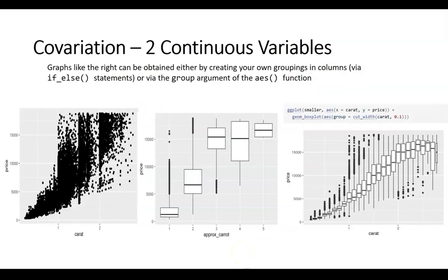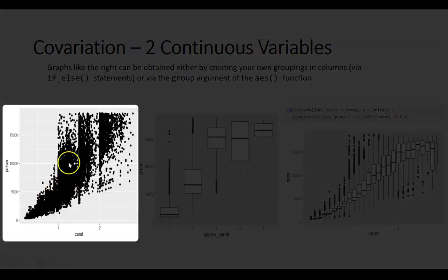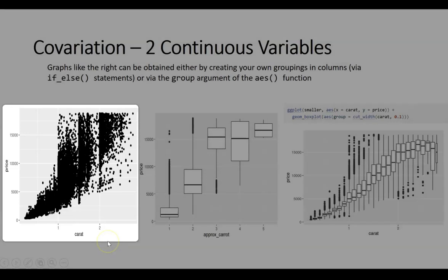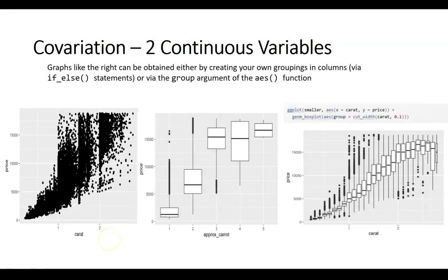Last but not least, I'd like to talk about covariation on two continuous variables when we run into the all too common occurrence that we have far too many observations to plot appropriately in a scatter plot. So that's the image on the left. Two of the variables that we're looking at that are continuous are carat and price. And if we simply plot a point for every observation, it's very difficult to see in this picture truly what's going on. There are a handful of options we can take in this case.